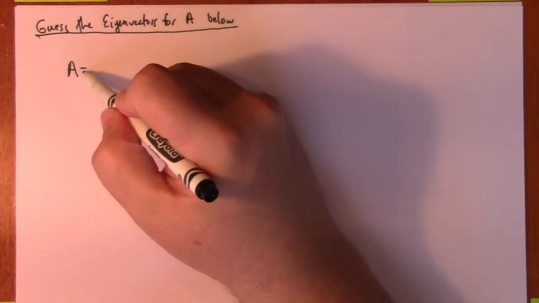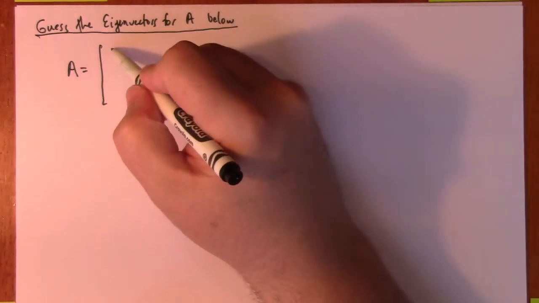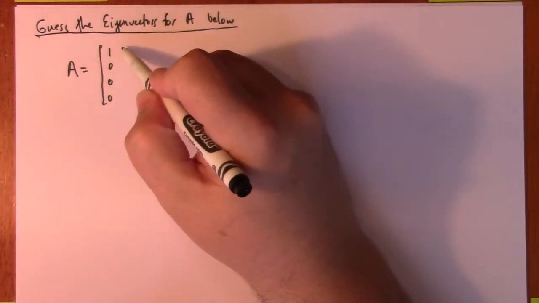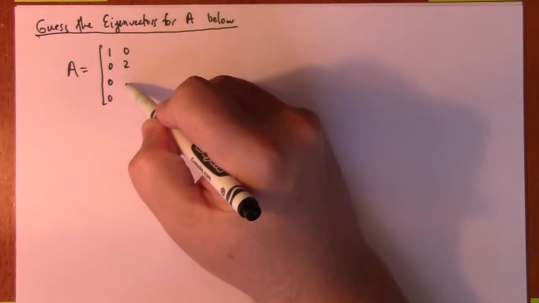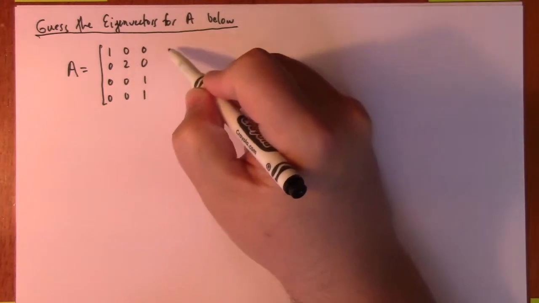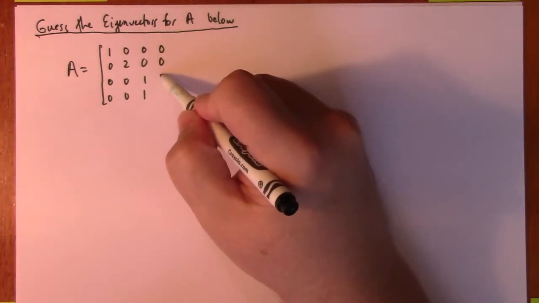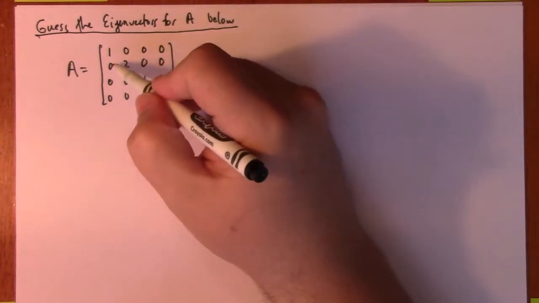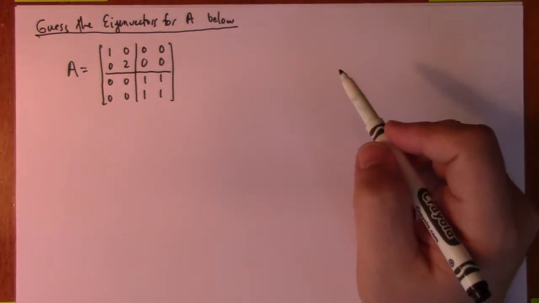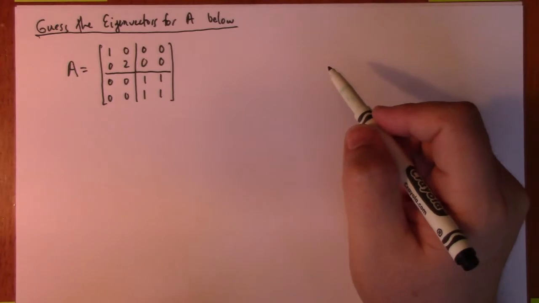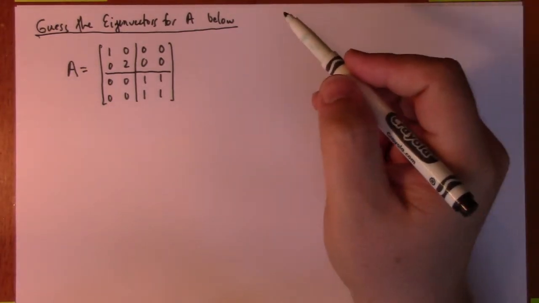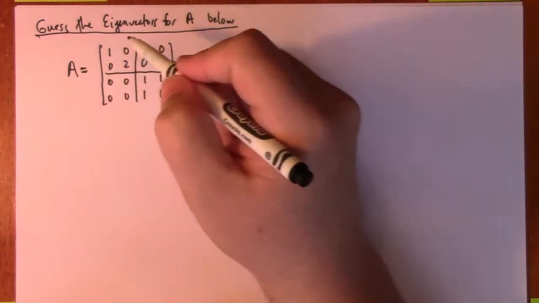So let's see here. Suppose A is equal to, okay, I need to pick one. So 1, 0, 0, 0, 0, 2, 0, 0, 0, 0, 1, 1, 0, 0, 1, 1. So this is a relatively simple matrix. It's not quite diagonal, right? But it's almost diagonal. So given the example we did in class with the diagonals, you should be able to immediately guess that there are two easy eigenvectors defined here, right?